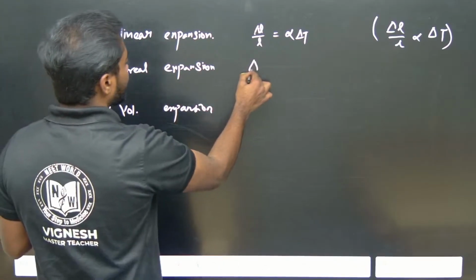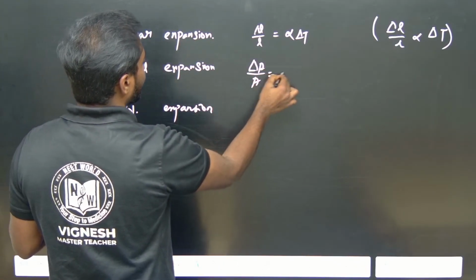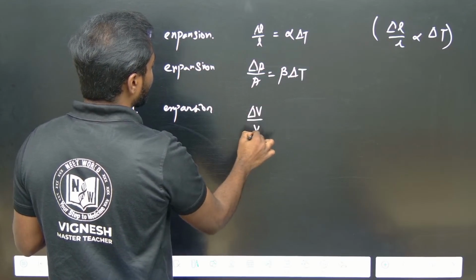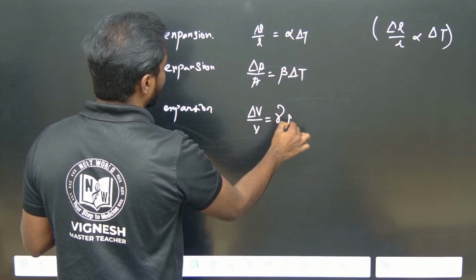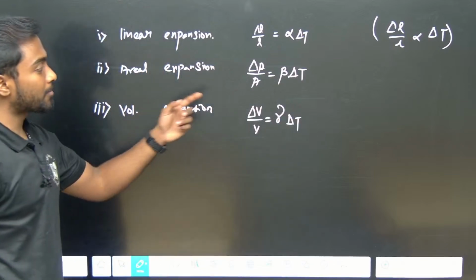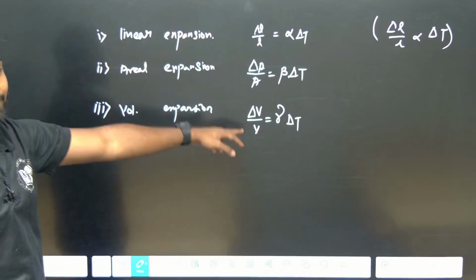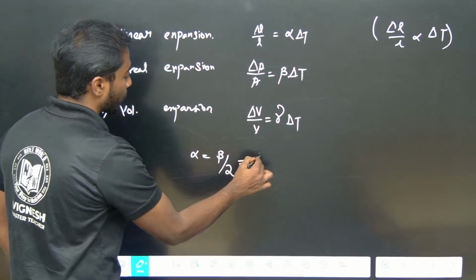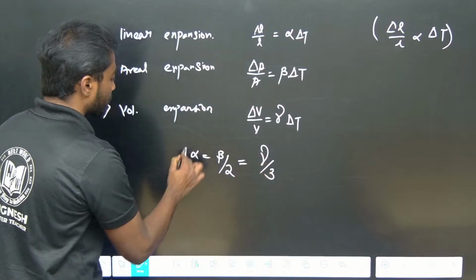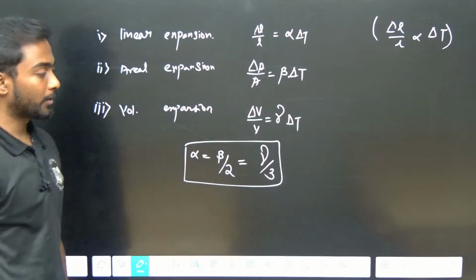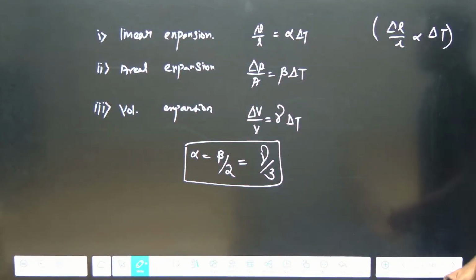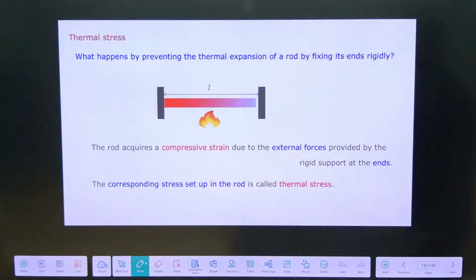Similarly, delta A by A is beta delta T, and delta V by V is gamma delta T. And I have given the relation between these three: alpha is equal to beta by 2 is equal to gamma by 3. So this is the relation. Got it? Okay.